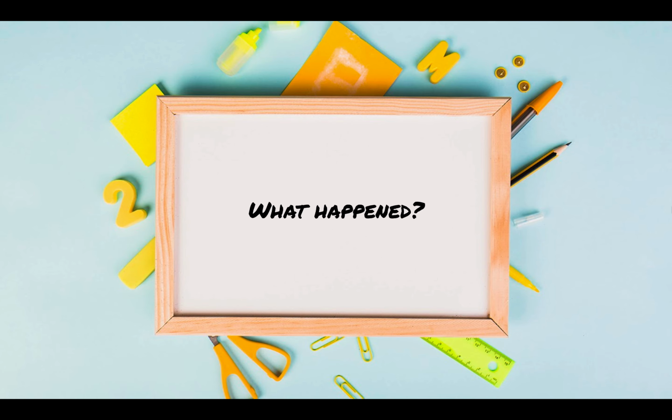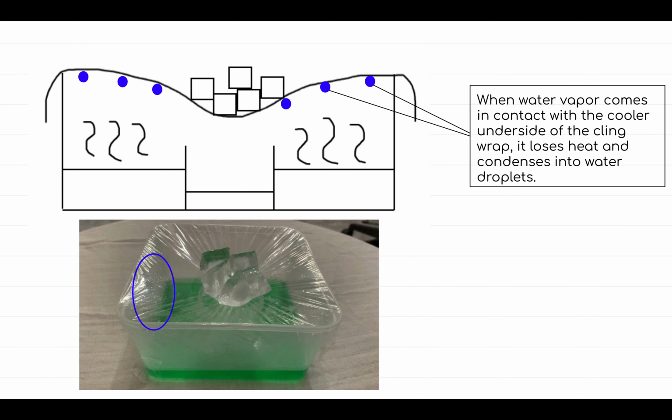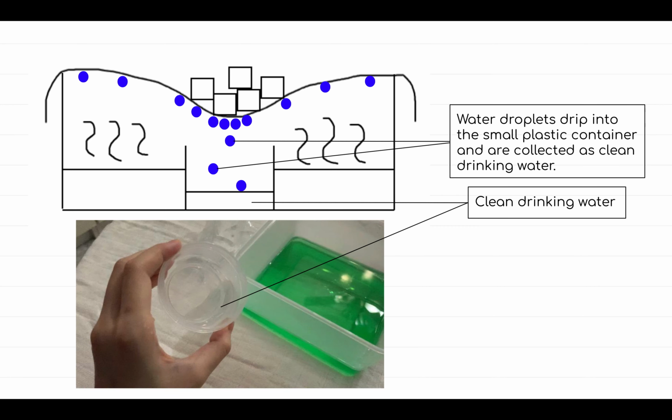What happened in the experiment? Water gains heat and evaporates to form water vapor. What do you think will happen next? When water vapor comes in contact with the cooler underside of the cling wrap, it loses heat and condenses into water droplets. What do you think will happen to the water droplets? The water droplets drip into the small plastic container and are collected as clean drinking water.